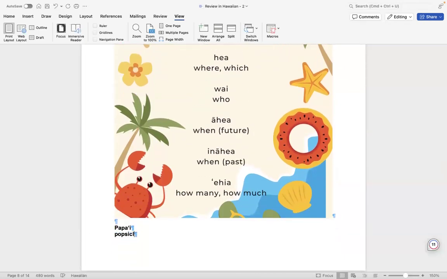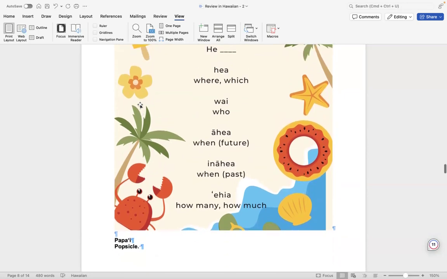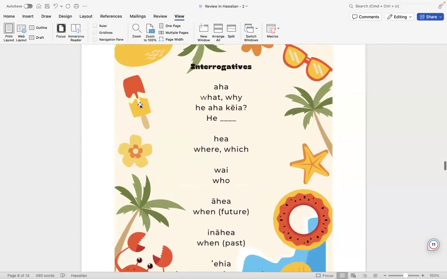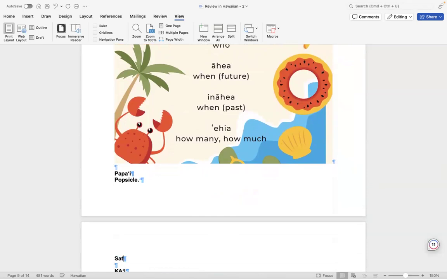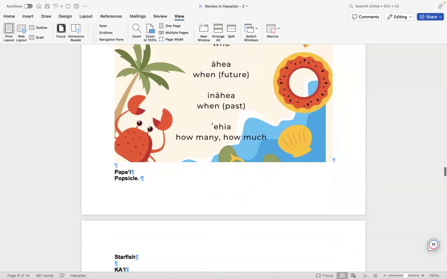popsicle. So how is ice? Maybe how ono, tasty ice maybe. And how do you say starfish? I'm going to put that there too for my own personal review.